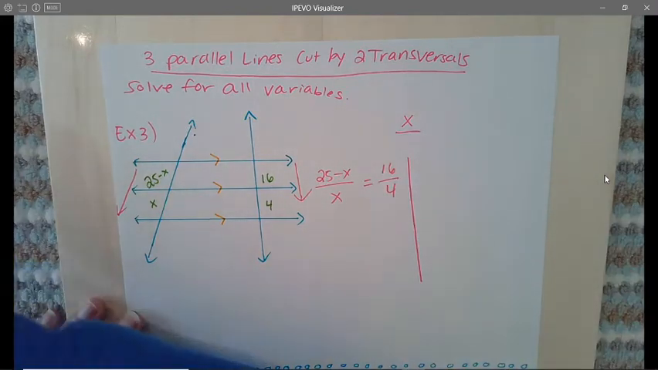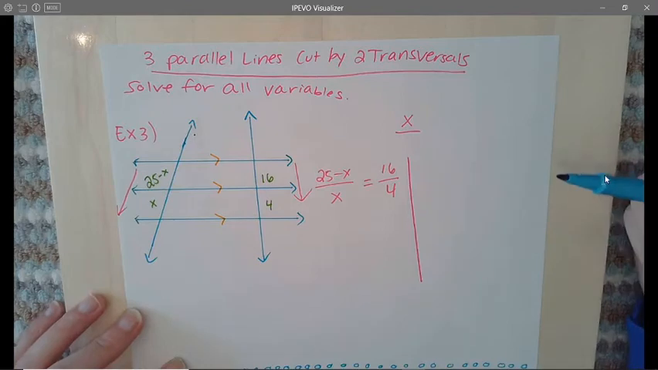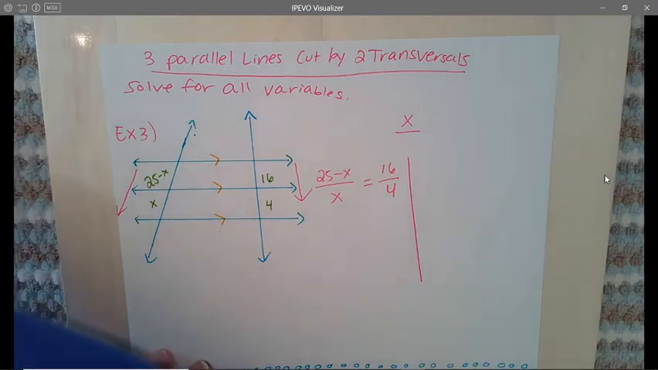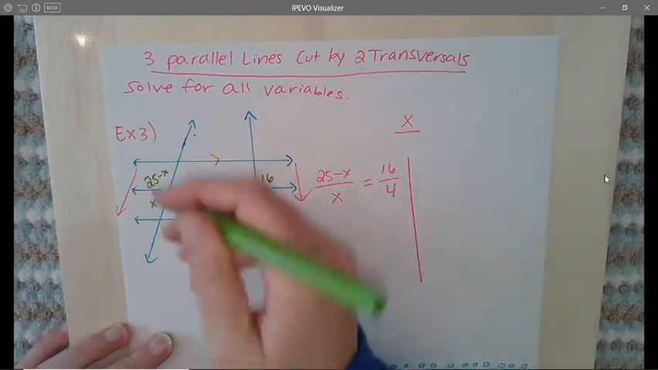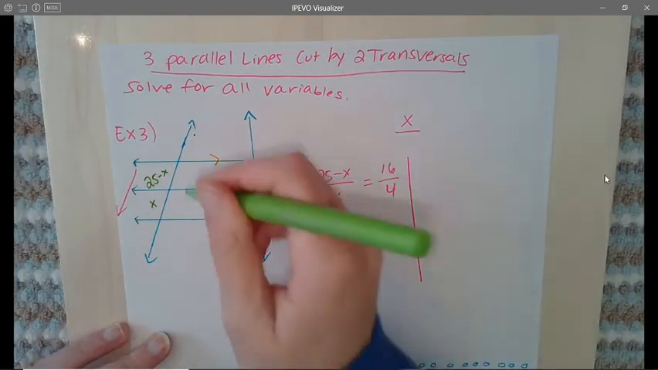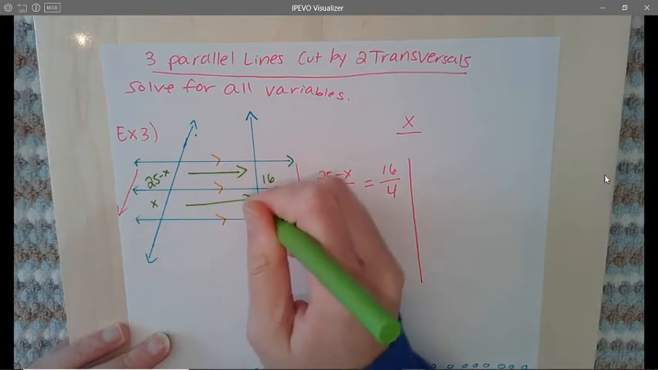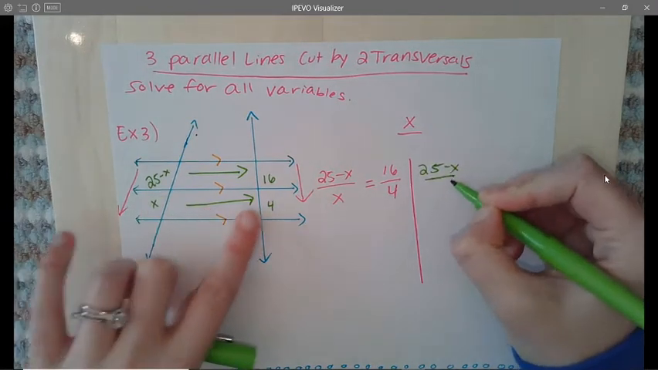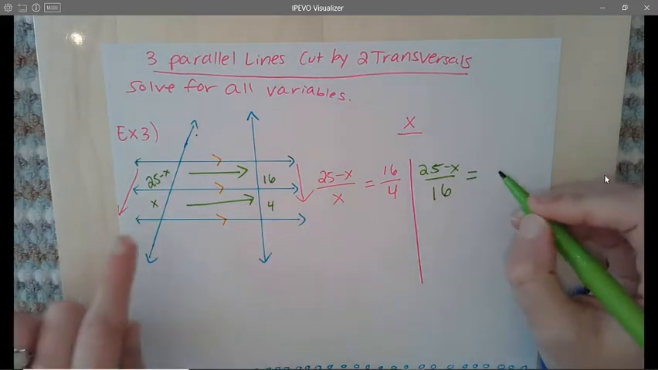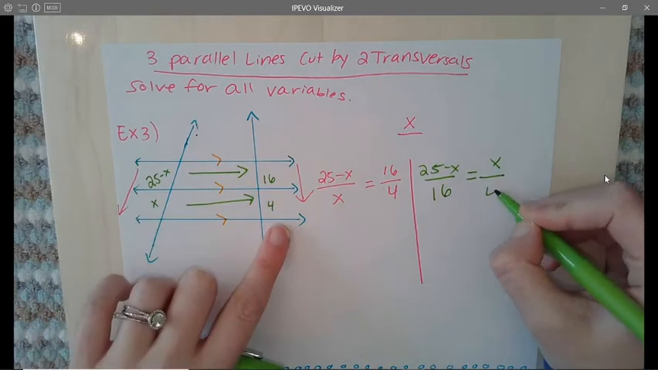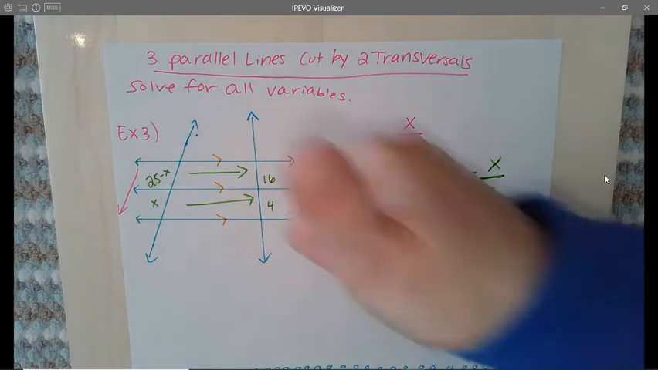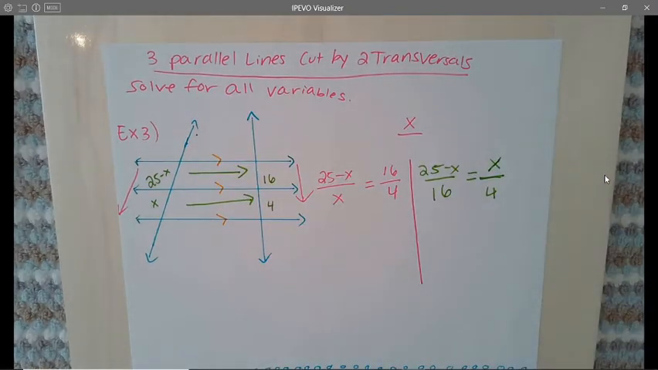The other way you could set up this problem, and the more ways you can set up the problem, the better, right? I could also go across the picture, in the same direction as my parallel lines. So I could go this way. I could say 25 minus x over 16 equals x over 4. Again, you don't have to do it both ways, but I'm doing it to show you that no matter which way you pick, you will get the same answer for x. So let's get going, you guys.